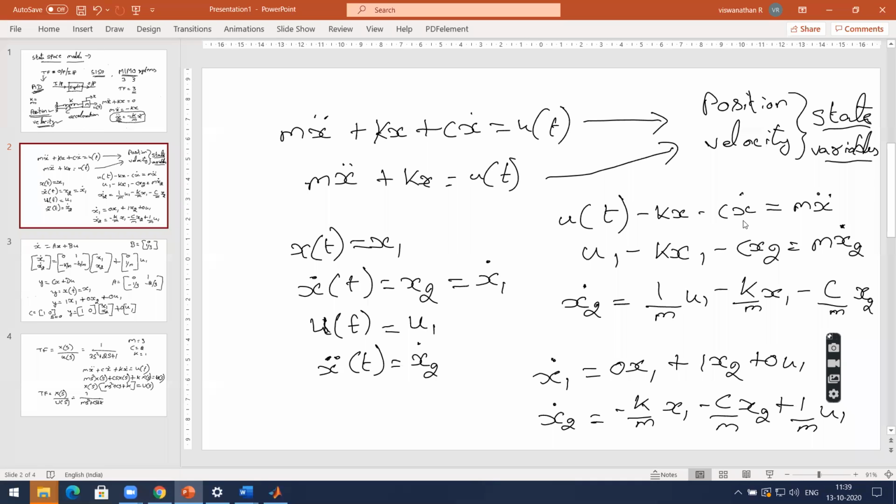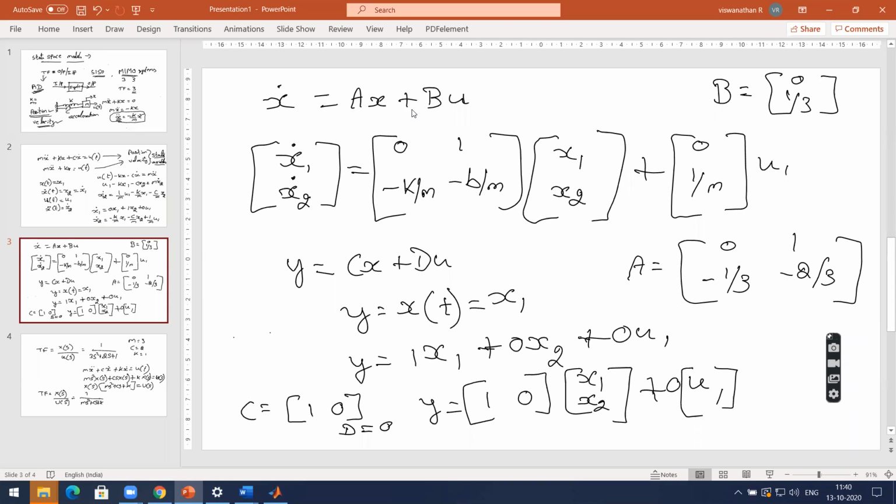So this u of t, where do you get it from? This is from Newton's second law: u of t minus kx minus c x dot is equal to m x double dot. Since you have this written down, you frame it in this form. Then x2 dot will be equal to this, and x1 dot is this. You write x1 dot and x2 dot in terms of x1, x2 and u, and then you bring it into the form x dot is equal to Ax plus Bu. You separate it out in this form and write down what A and B are.